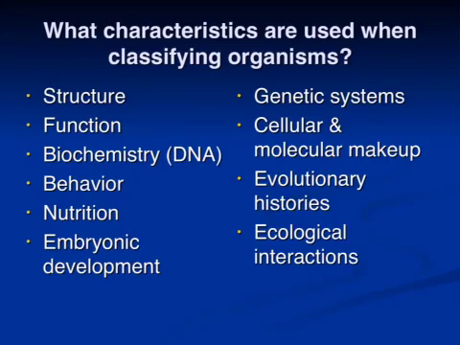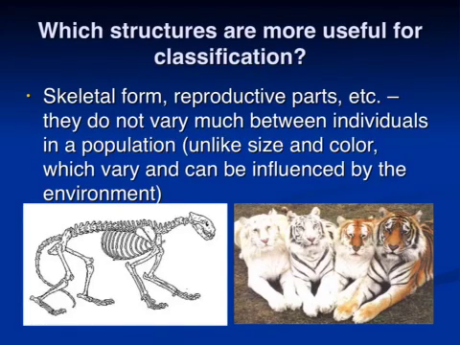Take a moment, think, which one is the most important? Hopefully you're thinking this one right here, the DNA, and you would be correct. And structures, well, skeletal forms, reproductive parts, DNA, those are the most important because those are things that don't vary as much between individuals in a population.